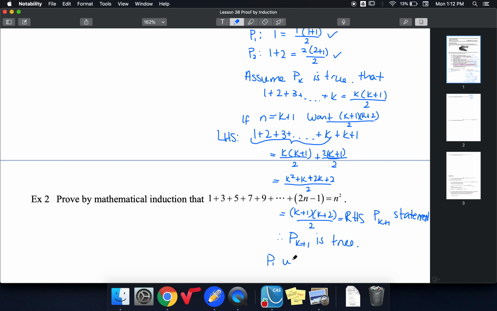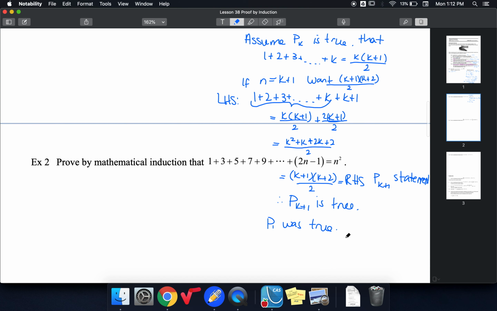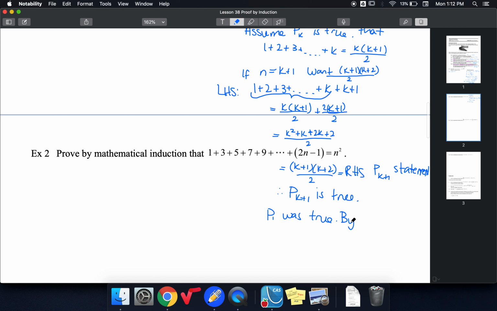P sub 1 was true, so by mathematical induction, P sub k is true for all k greater than or equal to 1.